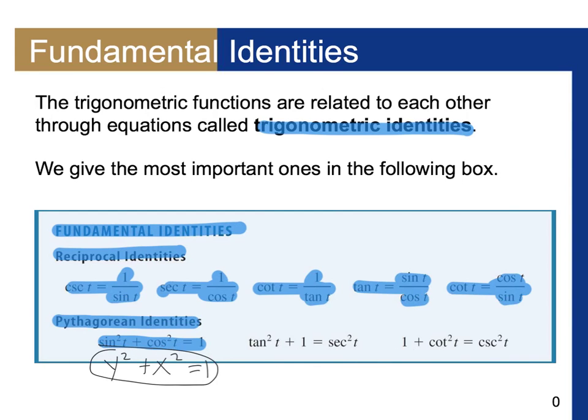The other two: again, we have tangent squared plus 1 is secant squared, and cotangent squared plus 1 is cosecant squared. You can think of it this way: tangent and the non-cofunctions go together, tangent and secant. Tangent squared plus 1 is secant squared. And then the co's go together: cotangent squared plus 1 is cosecant squared. But they're easily derived from this equation, both of those.